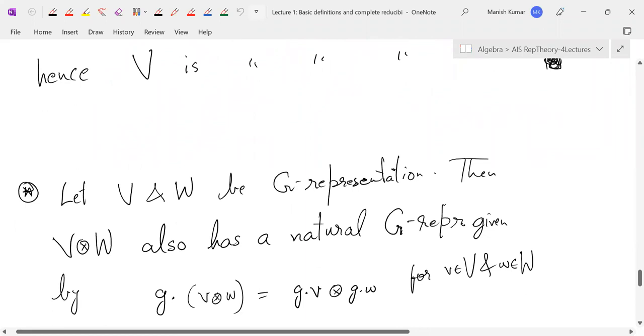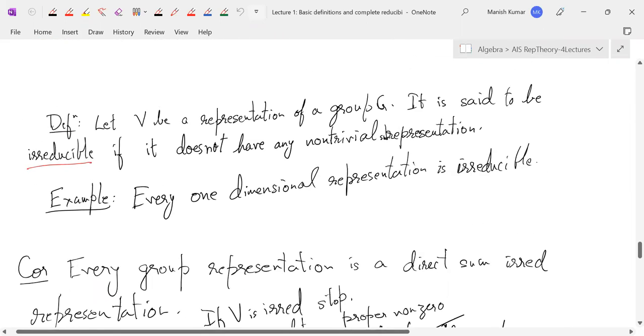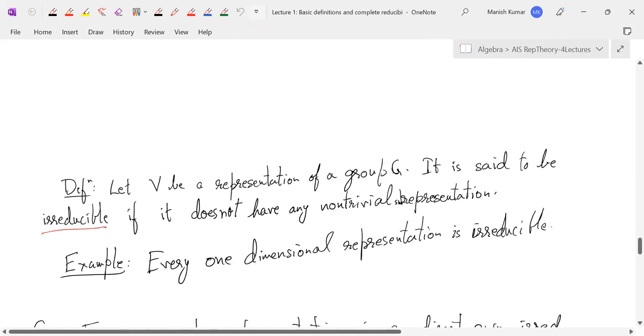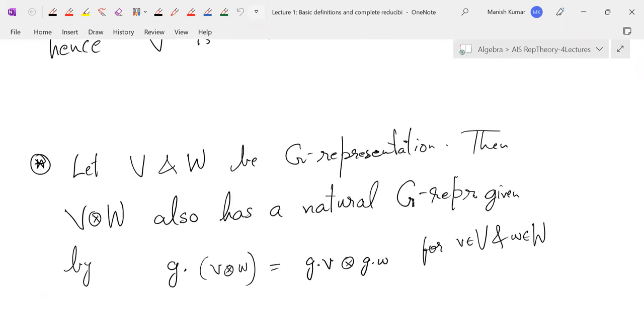So let V and W be representations. Now I want to define the tensor product of two representations. We have seen some definitions already: the direct sum of representations, the quotient representation, the sub-representation. Now the tensor product of two. I hope most of you have seen what a tensor product is. But if you haven't, you can ask me and I'll try to explain a little bit.